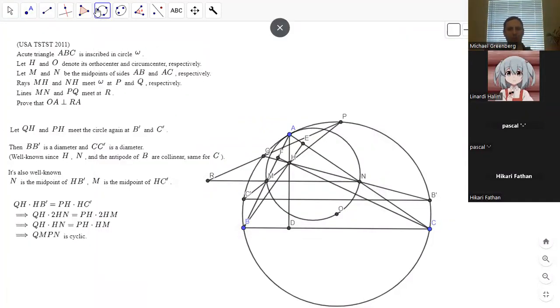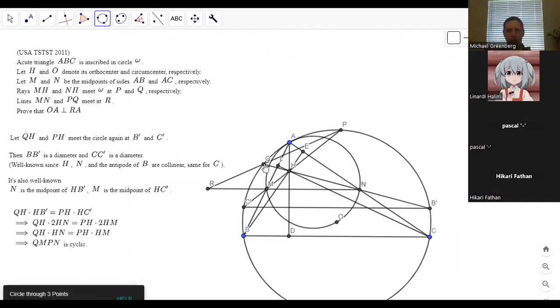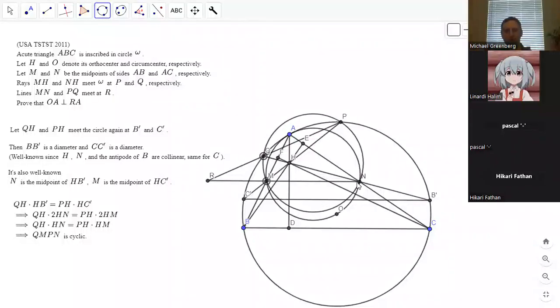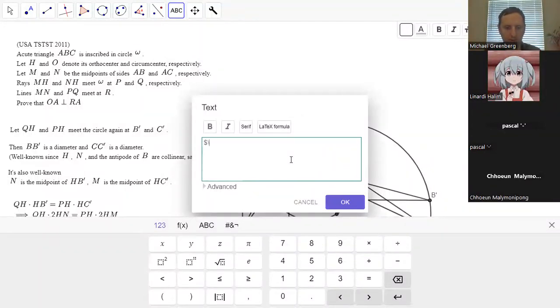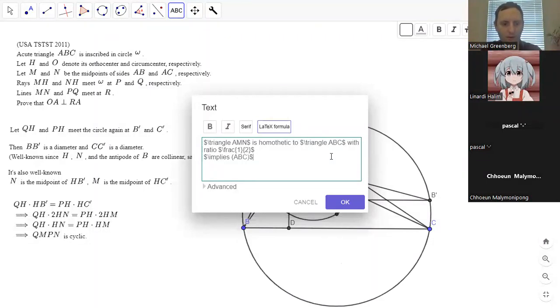Okay. So we know that this is cyclic. That looks like Chu N is rejoining us. And now we can use the radical axis theorem. First I'm going to note that the circumcircles of AMN and ABC are tangent. So I'll say AMN is homothetic to ABC with ratio half, and that means that the circumcircles of ABC and AMN are tangent at A.